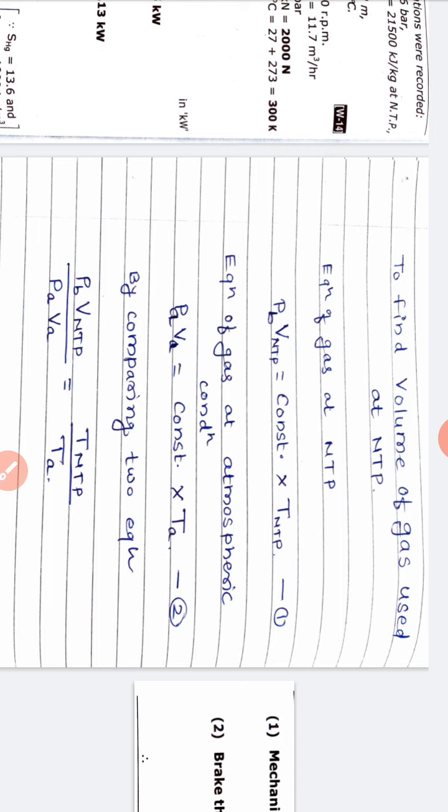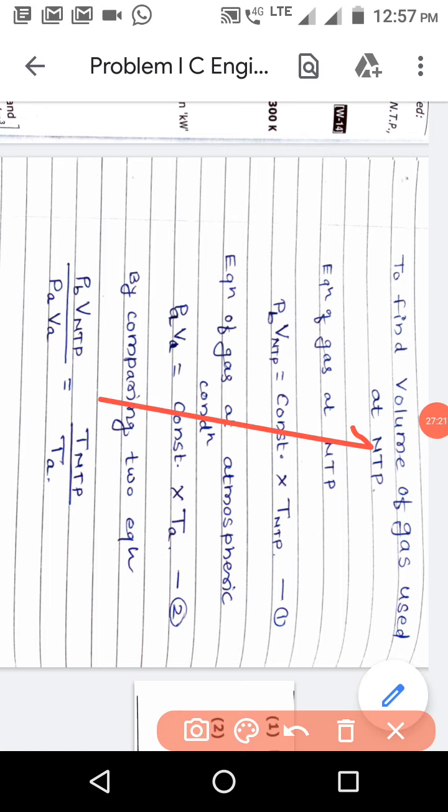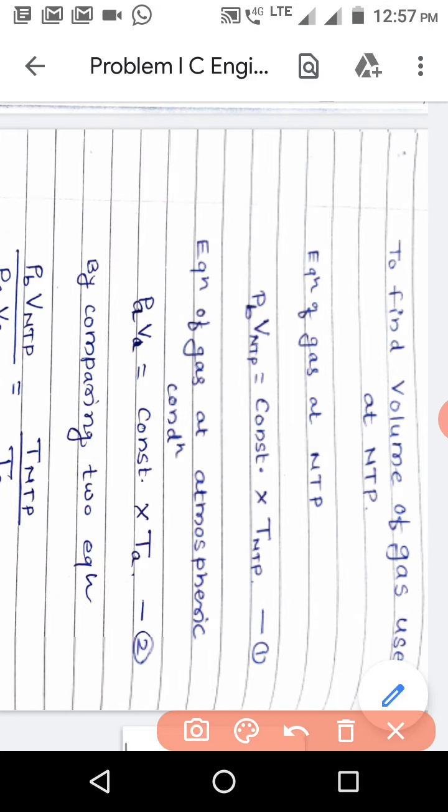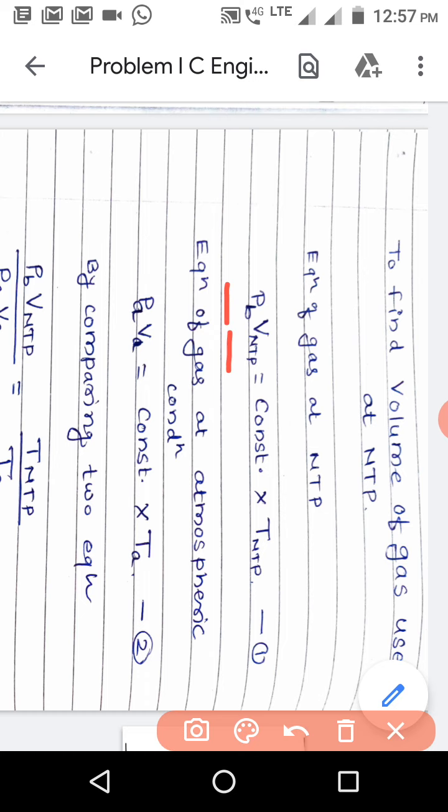We'll use the equation of gas at NTP condition. So PV is equal to MRT. This equation we have used. PB is the barometric pressure, so at NTP, normal temperature pressure will be barometric pressure. Volume of fuel used at NTP condition is equal to constant into temperature at normal temperature, NTP condition. So this is the first equation, the condition at NTP.